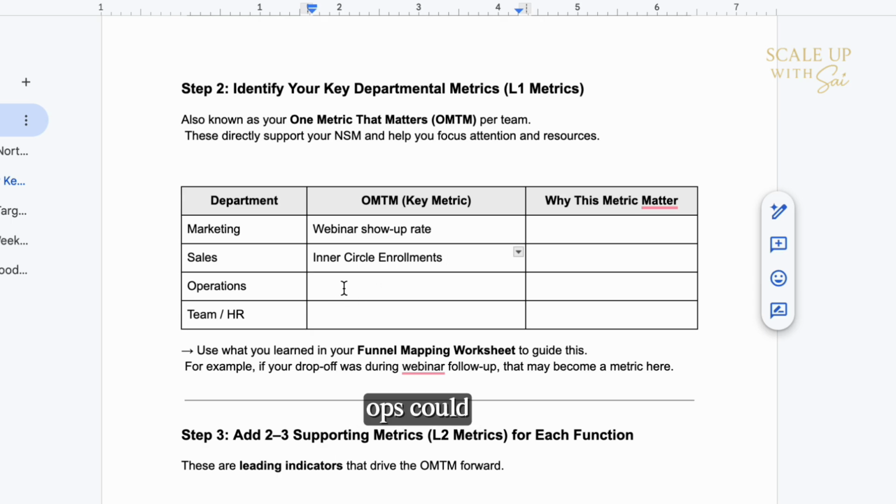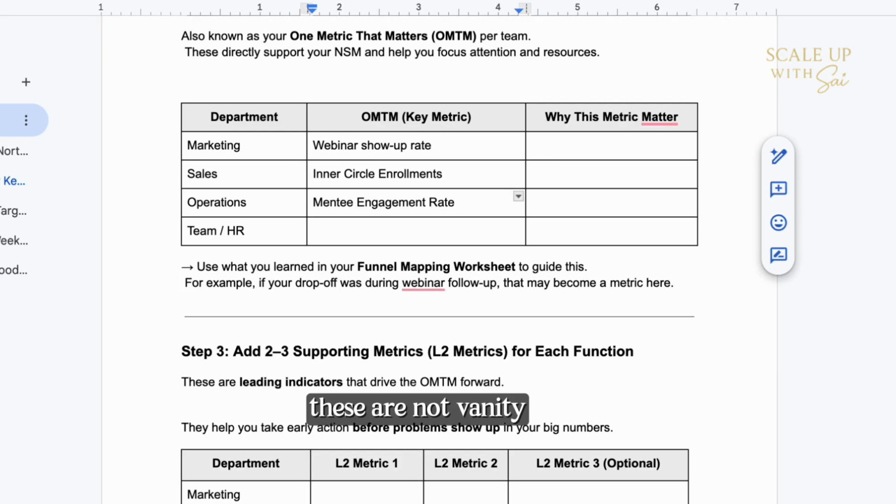Enrollments, ops could focus on mentee engagement rate. These are not vanity metrics, these are action-driving metrics. You want your whole team aligned on the few numbers that matter most.